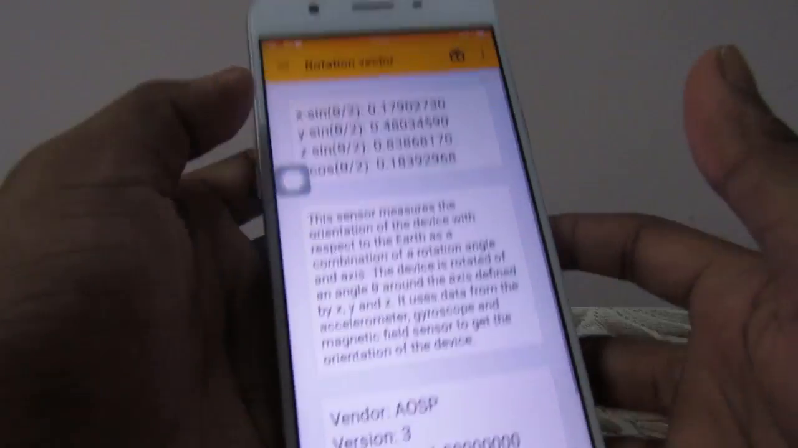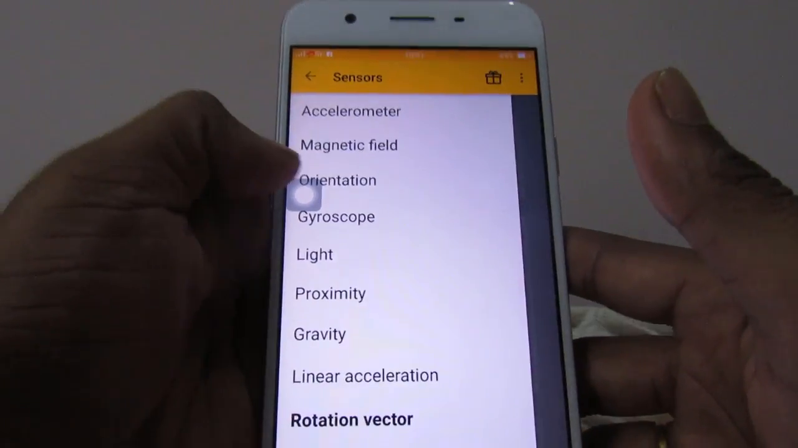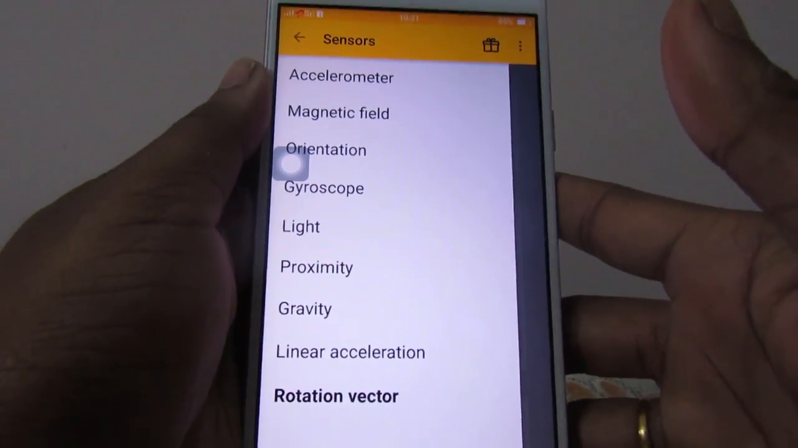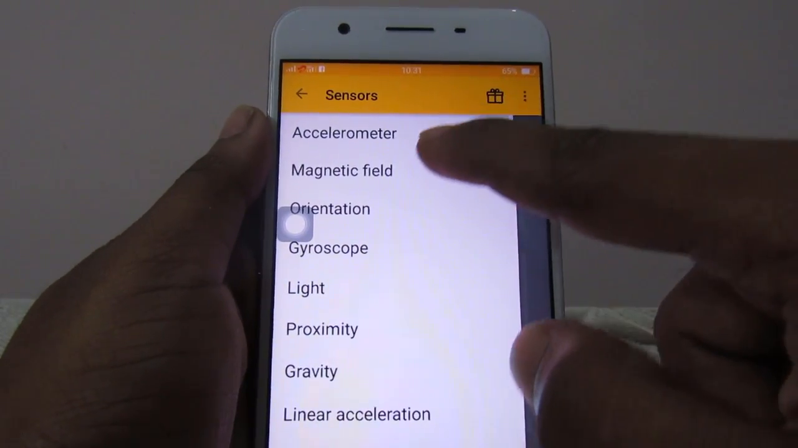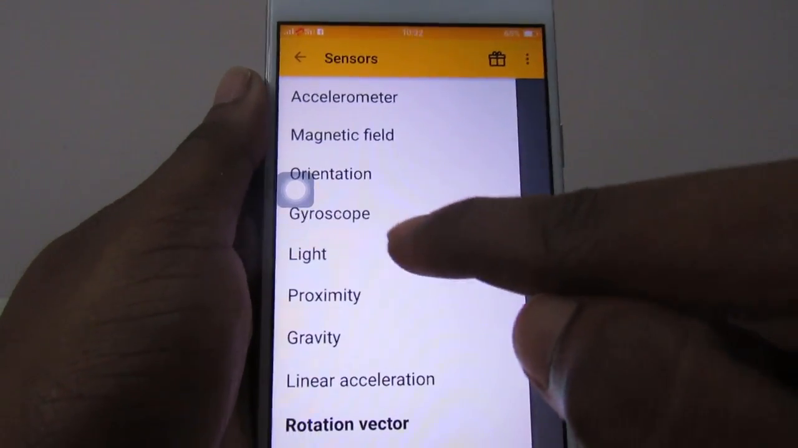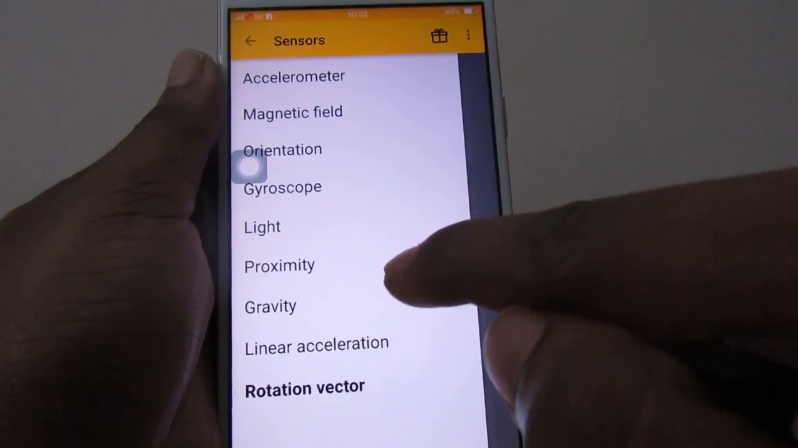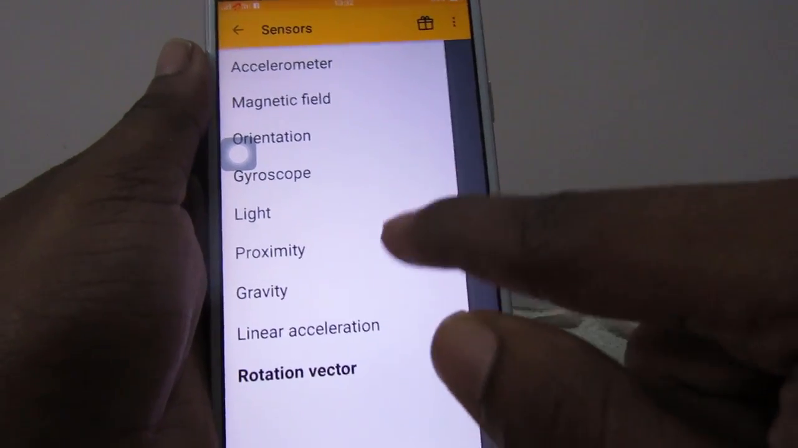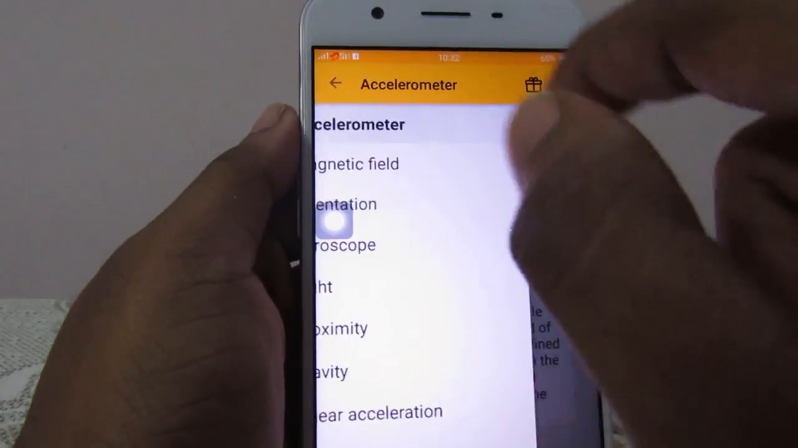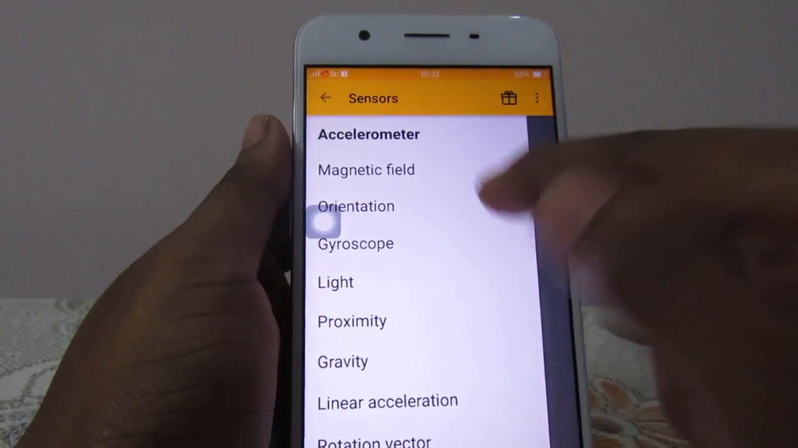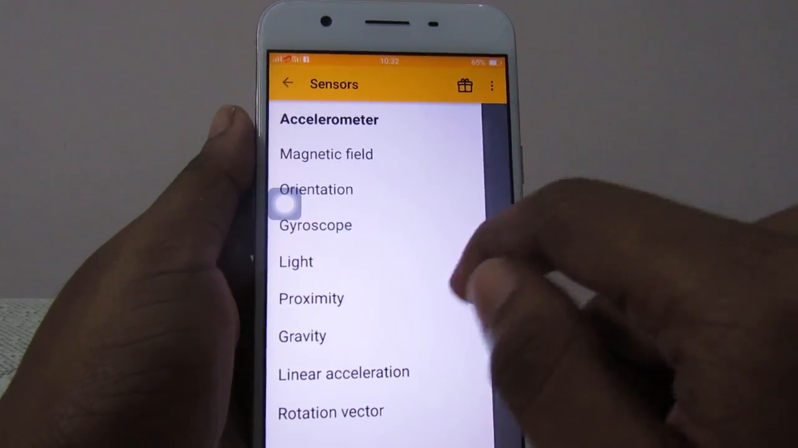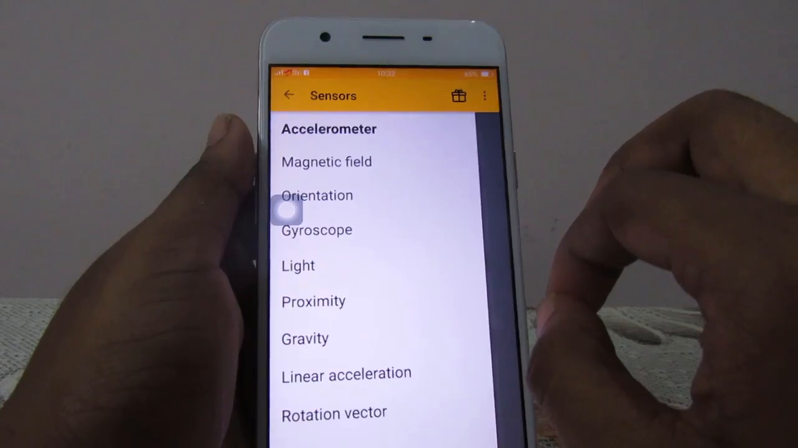So finally, it has 1, 2, 3, 4, 5, 6, 7, 8, 9 sensors. Some are combined sensors. The first sensor is the accelerometer, second is magnetic field, third is orientation, fourth is gyroscope, and next light, proximity, gravity, linear acceleration, and rotation vector. All these sensors are working at the same time. The main sensors for a smartphone are the accelerometer, gyroscope, light, and proximity sensor. These 4 sensors are very important for a phone.